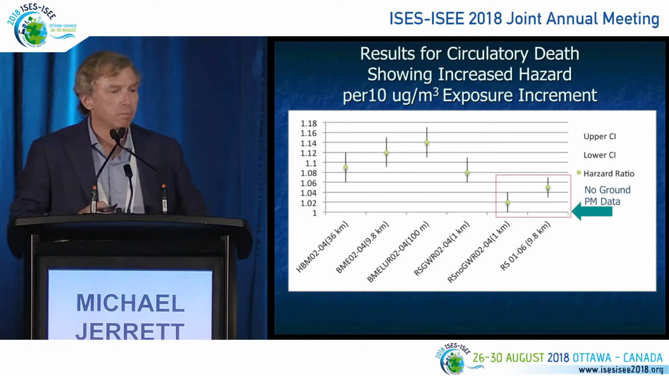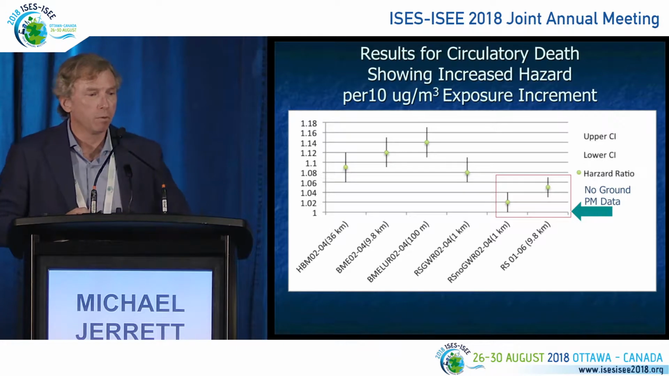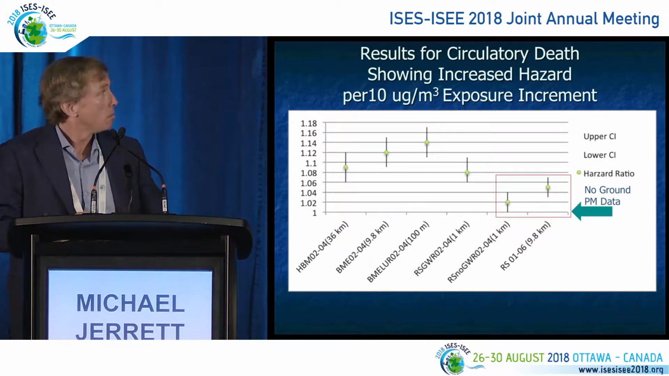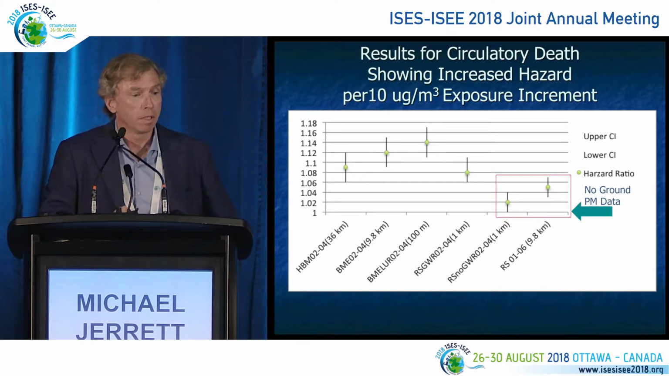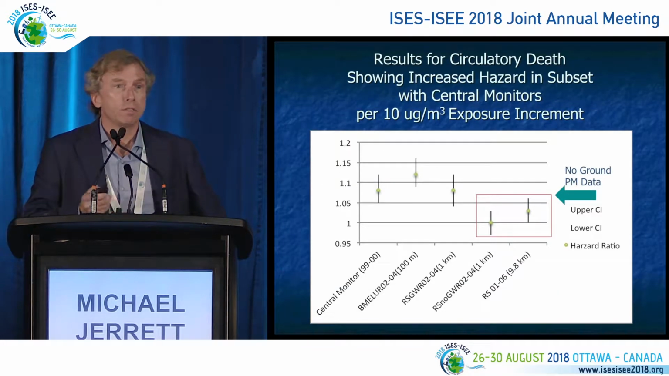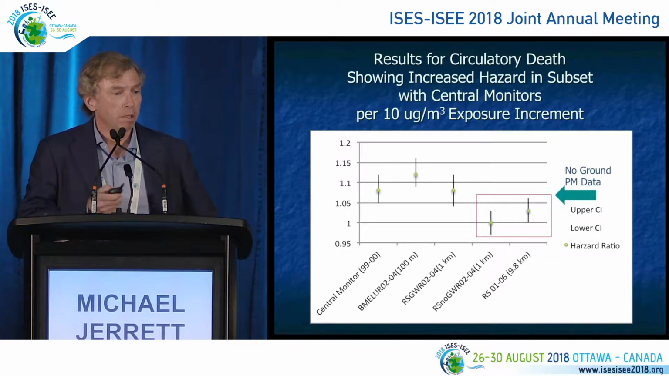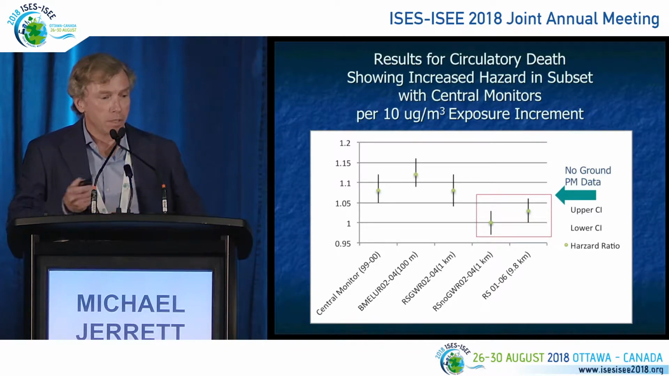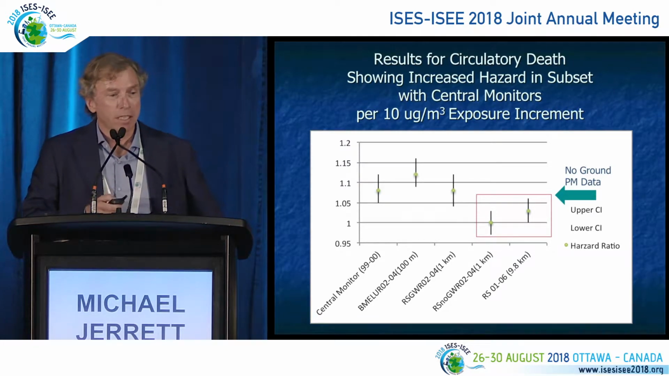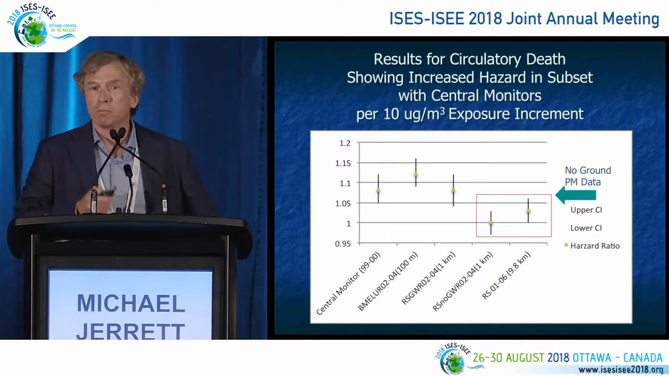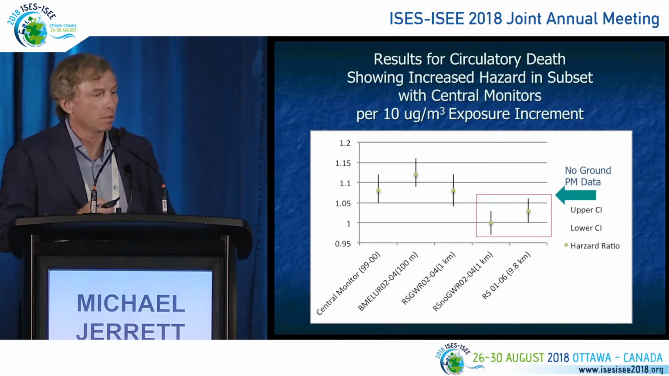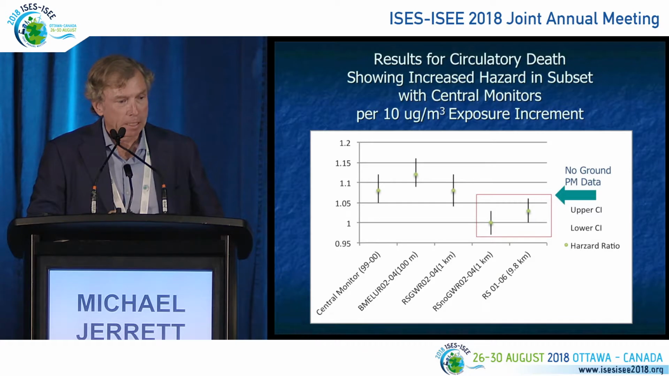And you can see the effects are, in some cases, less than a third or even a quarter of what they are for the models that include the ground level data, and particularly the fine scale predictors. And we restricted the analysis to about 450,000 people just to look at central monitors. And what you can see there is that remote sensing doesn't even do as well at predicting mortality as a central monitor in the middle of a city. So without that ground data, you're really losing a lot in your health effects predictions.